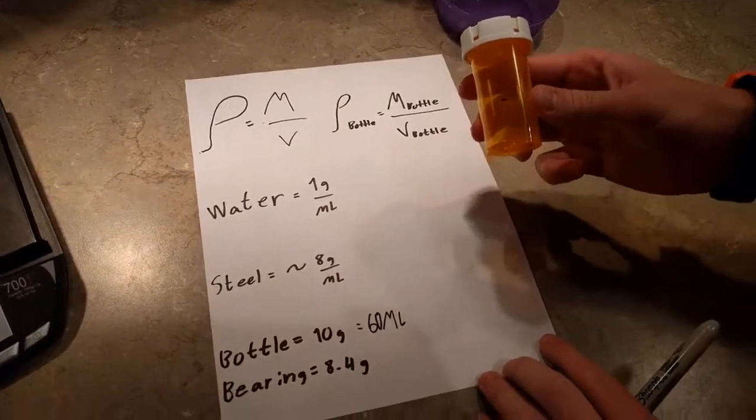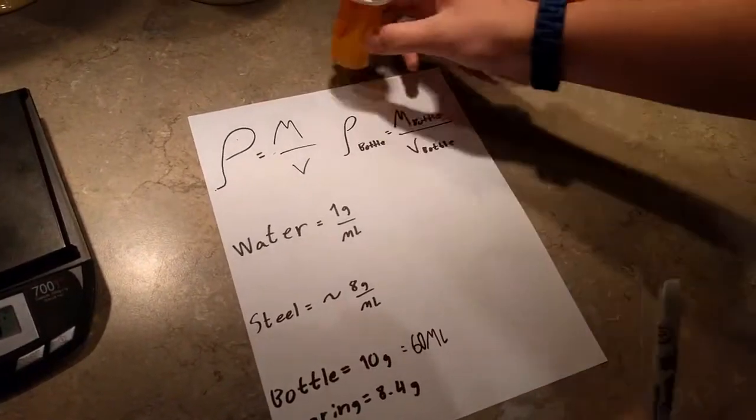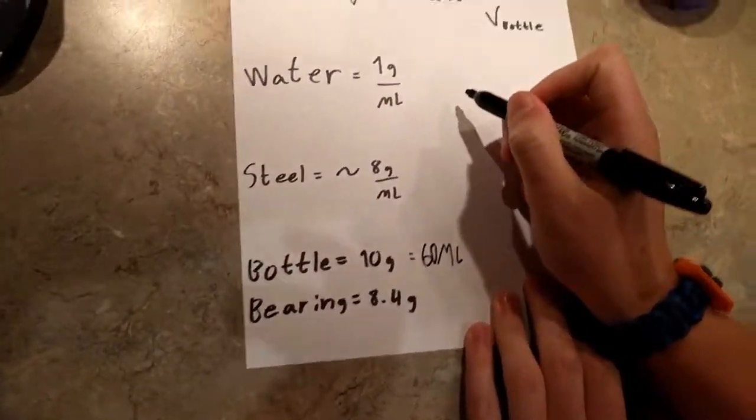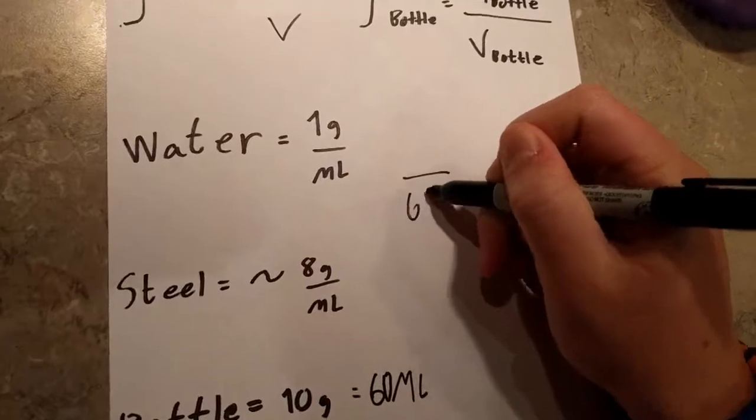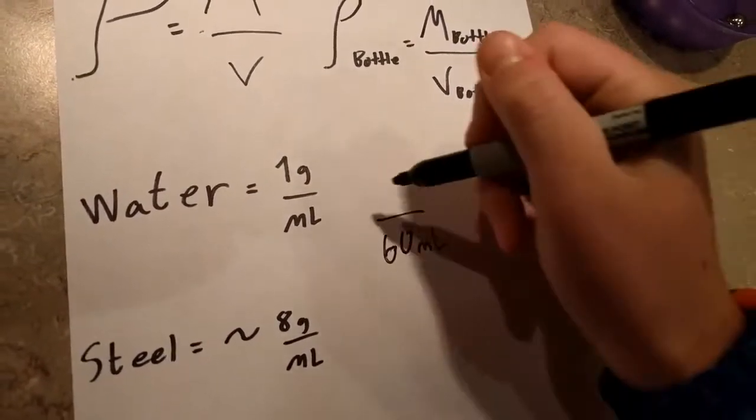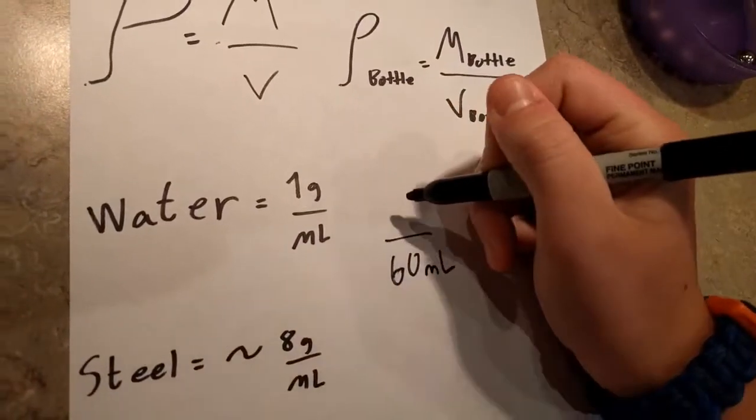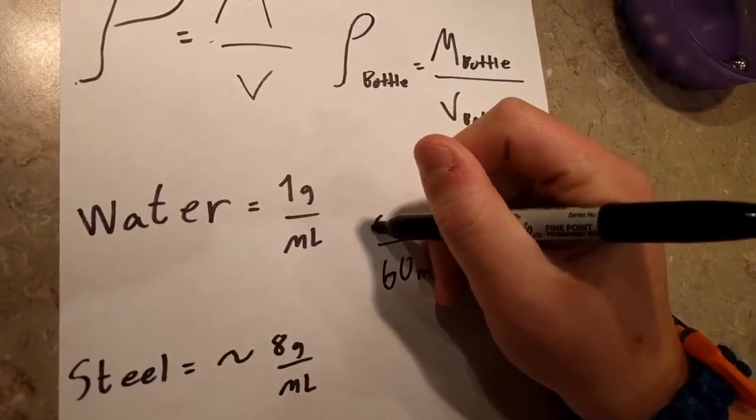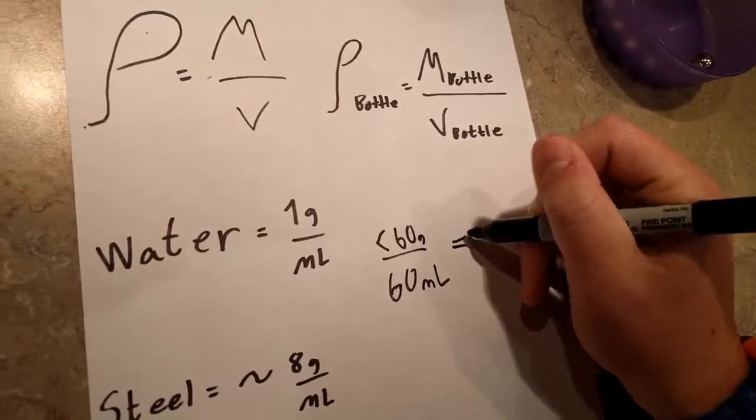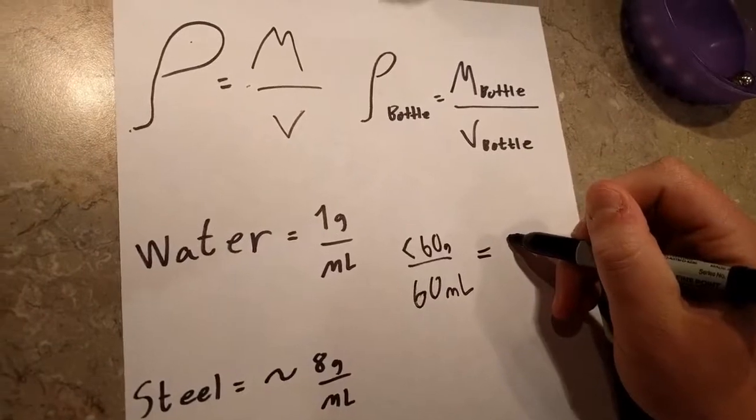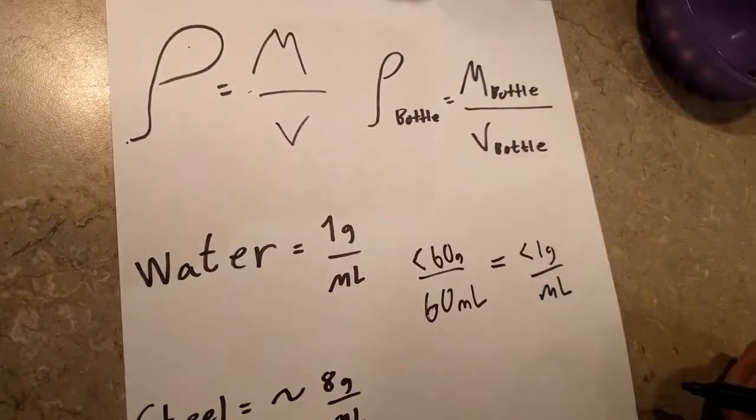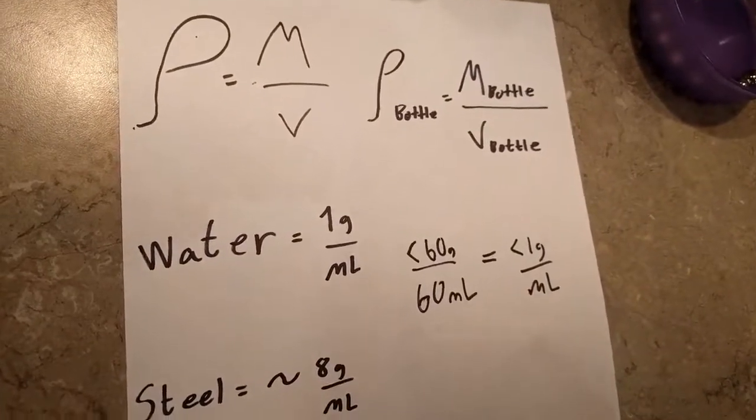So if I know that I want to make sure that this bottle is going to float in water, I just want to make sure that if its volume is fixed at 60 milliliters, its mass is less than 60 grams, which would give it a density of less than 1 gram per milliliter, which would cause this bottle to float in water.